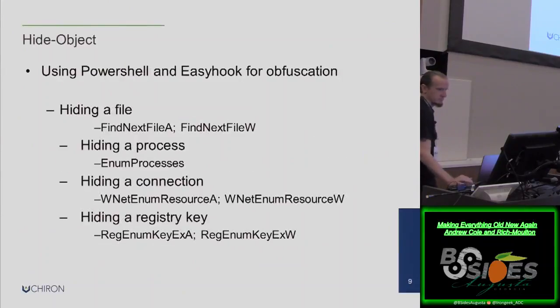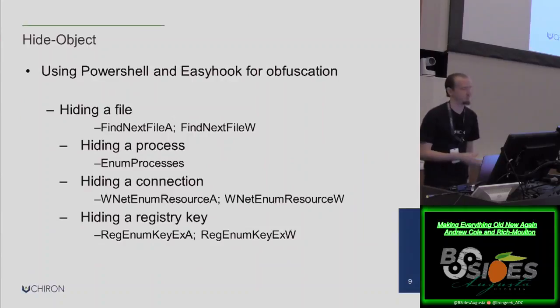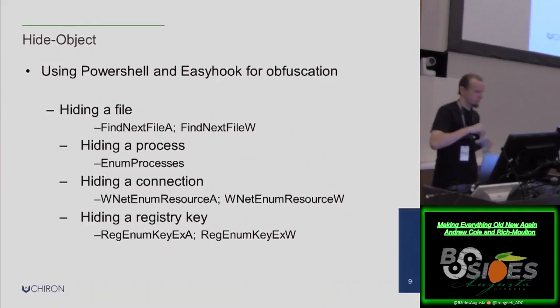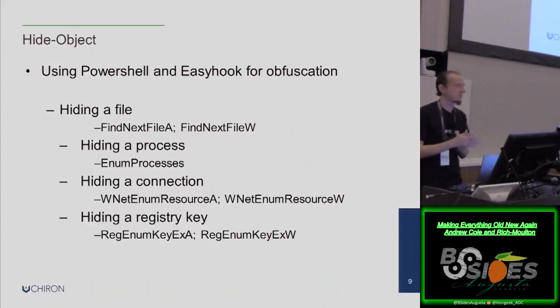Okay, so let's talk about this before we get to the demo. For the purposes of this demonstration, we took the example that exists in EasyCode and we modified it to hide a file. In order to hide a file, process, connection, and registry key, basically what you're going to do is the same thing that the EasyCode people have already done, except that you'll need to specify a different function, whatever function it is that you want to hijack.